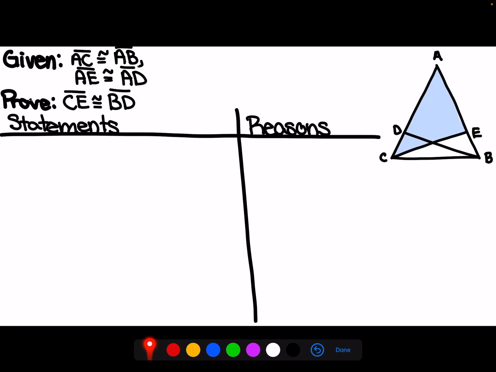All right, so let's go ahead and try one out. Here's our first one for today. We're given AC is congruent to AB, and AE is congruent to AD. We want to prove segment CE is congruent to segment DB.